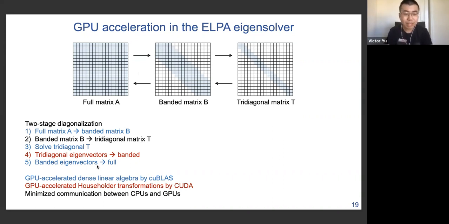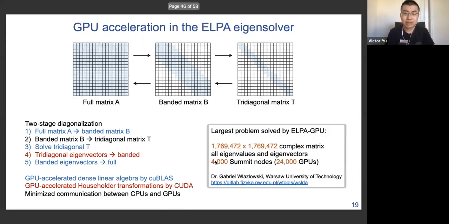So how this is done on GPUs is basically we move the dense linear algebra operations to the GPUs by using the cuBLAS library. For example, we can offload the matrix multiplications to GPUs. GPUs are quite good at doing such kind of operations. And for the fourth stage, we wrote some CUDA kernels to do Householder transformations of the eigenvectors in parallel. And as already mentioned, we tried to minimize the communication between CPUs and GPUs.